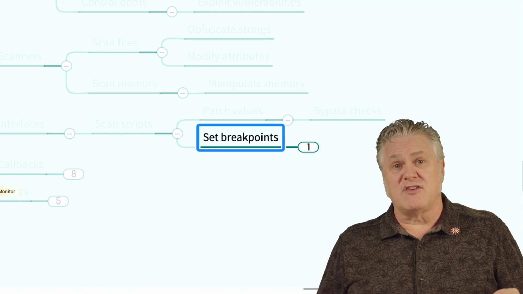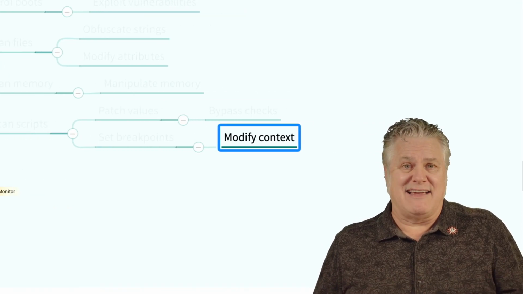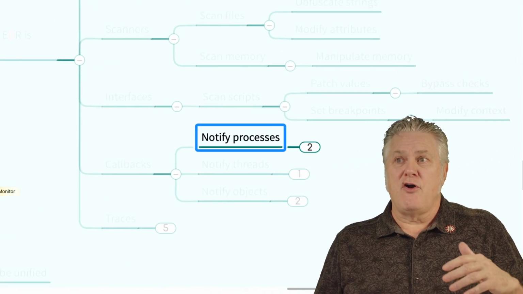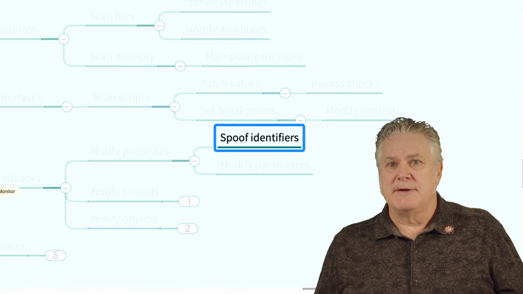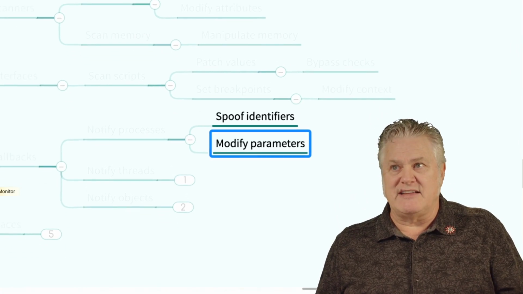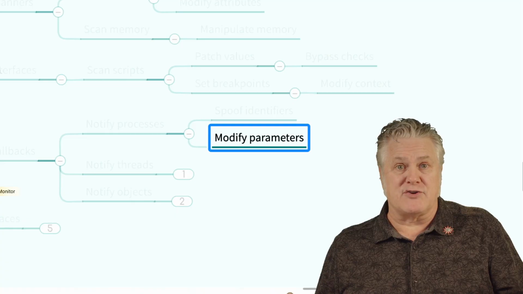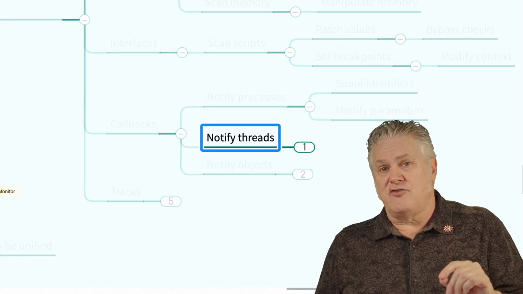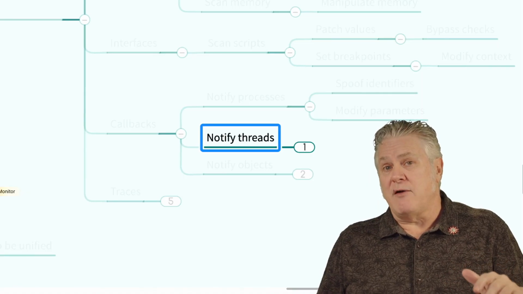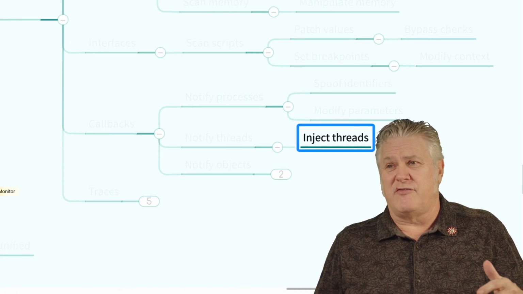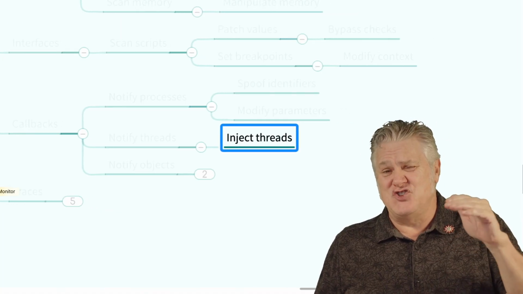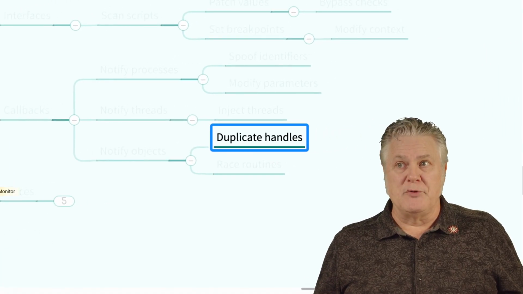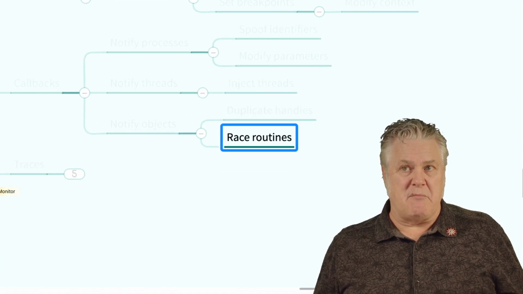Or we're going to look for them to set breakpoints where they can modify content. Next, callbacks. There are notifying processes that happen all the time, but what the adversaries may do is spoof the identifiers for this or modify the parameters so that they either work or don't work. There are threads of execution that happen, and we want to be notified when those threads of execution happen. They may inject into those threads. We want to be notified about the objects, like duplicate handles and race routines, that may happen within that.